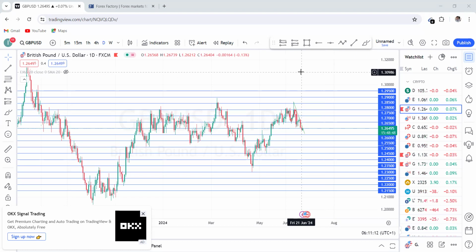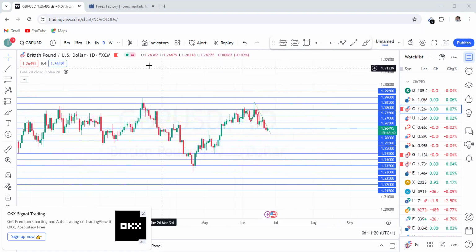So this week we'll be looking at selling the GBP and mostly focusing on GBPUSD and GBPCAD. So let's get into the chart and see our reasons for that. Now, this is GBP on the day chart, and look at what it looks like.